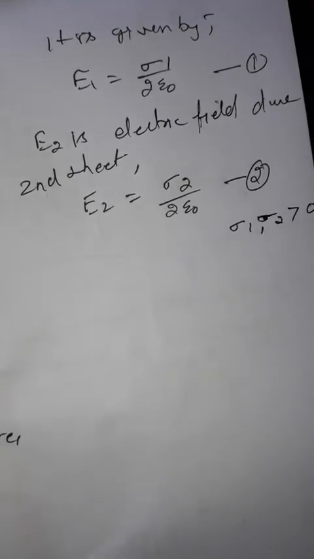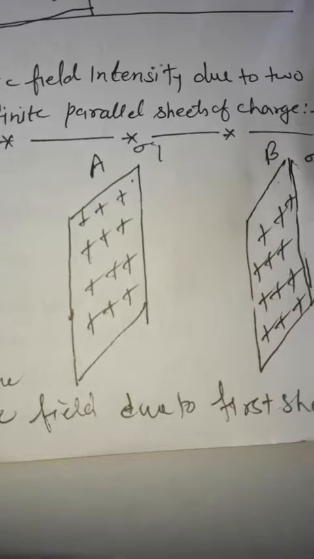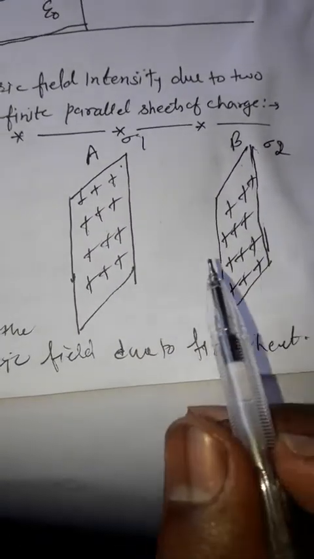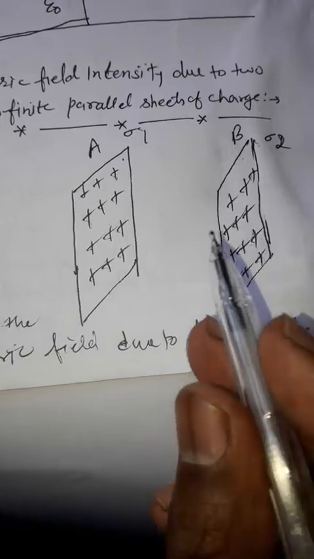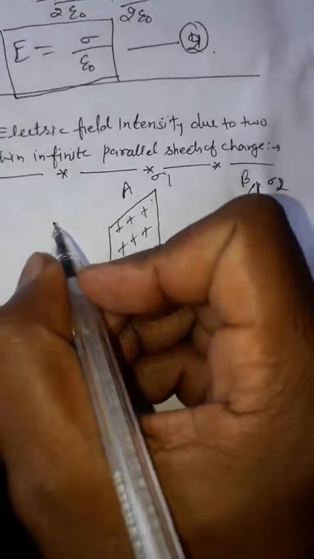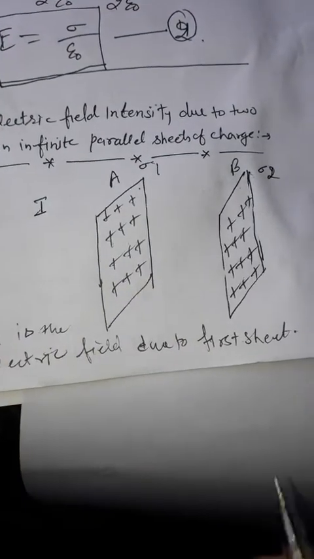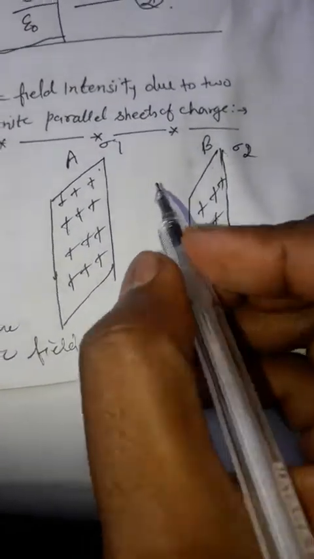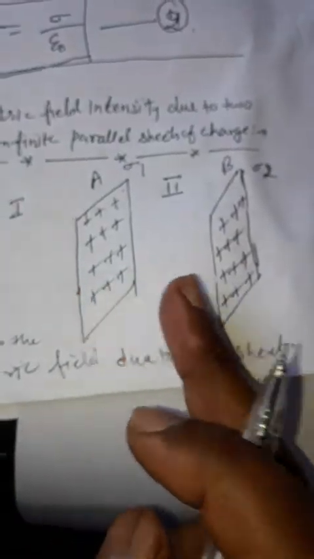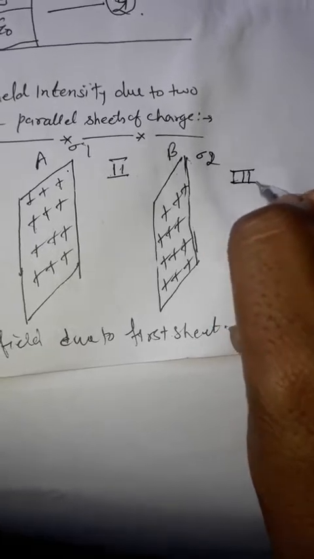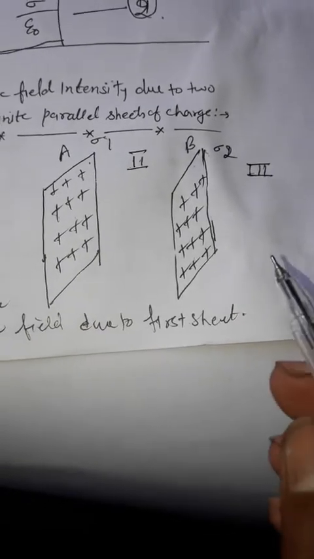Okay. So now if we see the diagram, there are three regions surrounding the sheets. Say this is the first region, that is towards the left of A. Then this is the second region, that is between the two plates, and this one is the third region, that is towards the right of plate B.